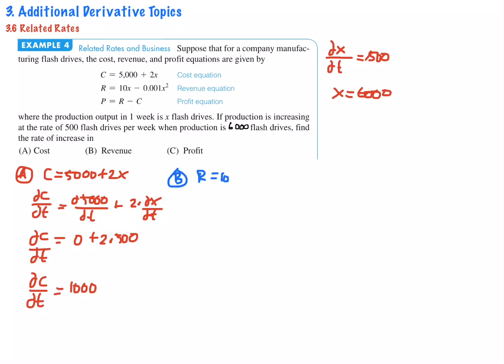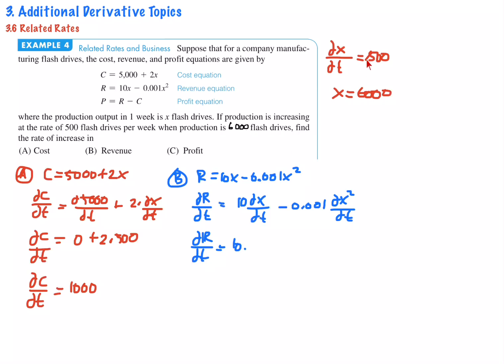So I'll put it again, R equals 10x minus 0.001 x squared. Again, we want to find the rate of the revenue for 1 week. So that will be 10 dx over dt, minus 0.001 dx squared over dt. Then dr over dt equals 10 times dx over dt, which is given, so we'll put 500, subtract 0.001. Now for dx squared over dt, we'll use the chain rule, dx squared over dx times dx over dt.